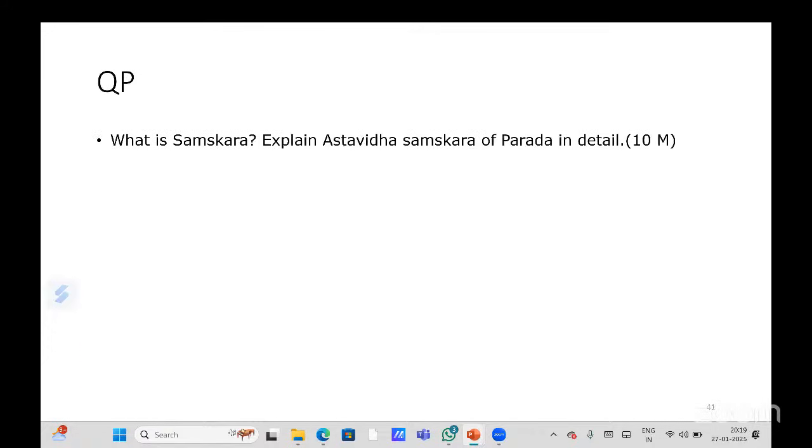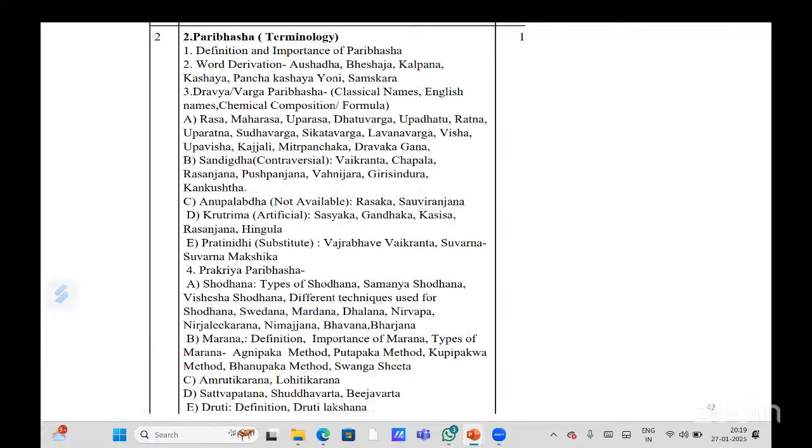Moving to the syllabus points, this topic is Paribhasha. Syllabus point 2 is named Paribhasha, that is terminology. In this we have the definition and importance of Paribhasha, like word derivations such as Aushadha, Bhaishajya, Kalpana, Kashaya, Panchavidha Kashaya Kalpana, Samskara. And later we have Dravya Varga Paribhasha, like classification of Rasa Dravyas.